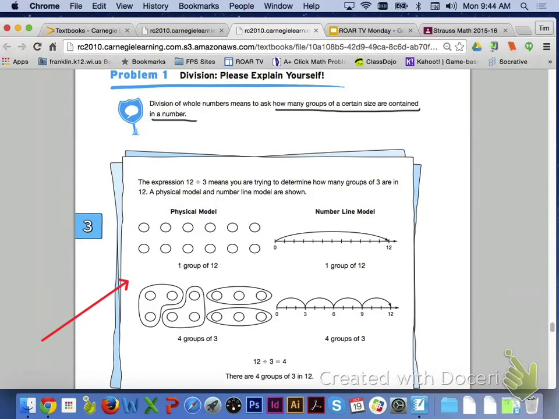Pretty easy to understand the physical model. We have one group of 12. We have 4 groups of 3, then we can see 12 divided by 3 is going to be equal to 4 because there are 4 groups of 3 in 12. So make sure that we understand just overall what it means when we are dividing.